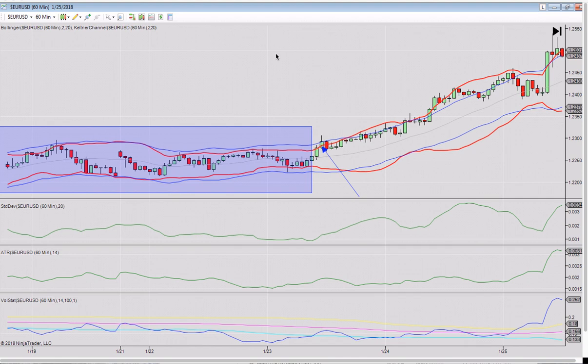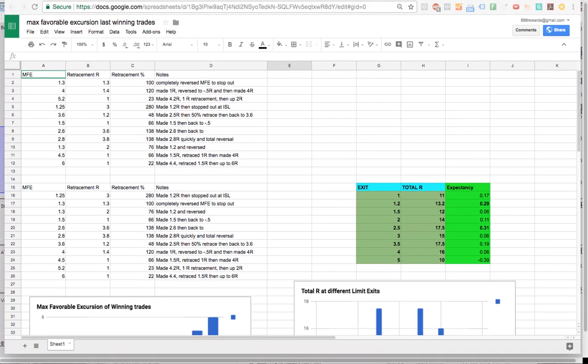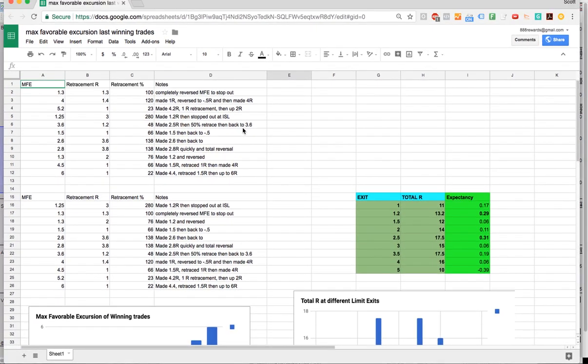Then we go to what's called an MFE analysis. So I want to show you a max favorable excursion analysis I did for a different system. MFE is maximum favorable excursion in R. So I've chosen an initial stop, and I've said how many multiples of that initial stop to the entry point did the trade go before it reversed.